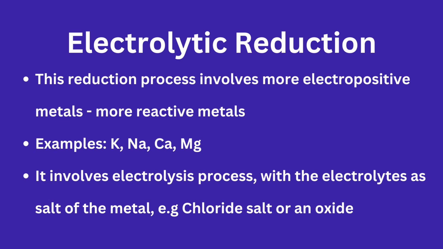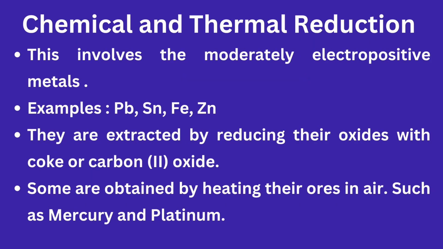Now, the other method, the chemical and thermal reduction method, is associated with the moderately reactive metals. The moderately reactive metals, for instance, lead, tin, iron, and zinc. They are the moderately reactive metals. In this category, what we do is that we get their oxide form and we reduce them. We get them in oxide form and we reduce them.